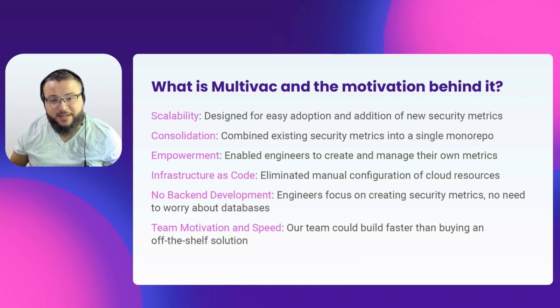We needed a security metrics framework that could easily be scaled to have multiple security metrics jobs. At the time, our security metrics jobs were deployed in different environments. We wanted to consolidate them into a single monorepo. We wanted to empower engineers to introduce their own security metrics with a less difficult learning curve. Infrastructure as code was used to eliminate manual configurations of cloud resources. And we wanted the engineers to only be focused on crafting security metrics and not to worry about backend development. Most importantly, our team could build faster than buying a solution.